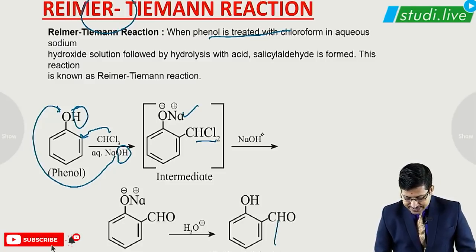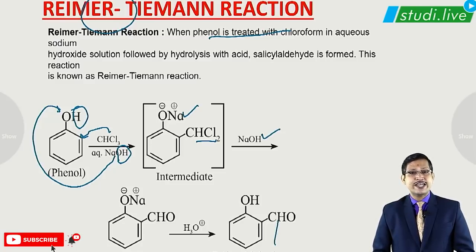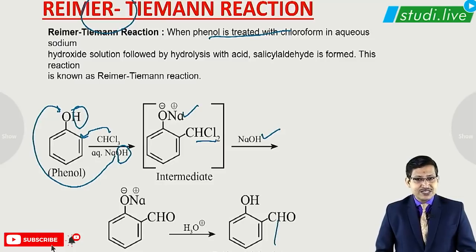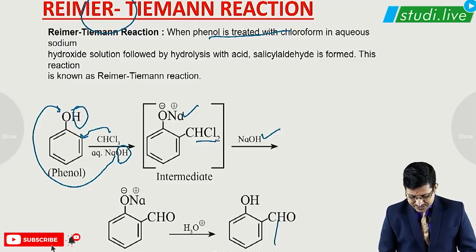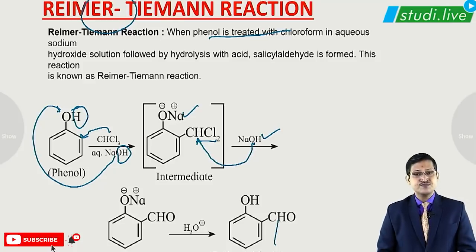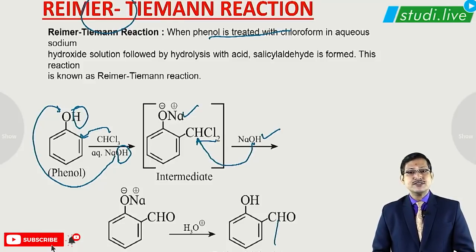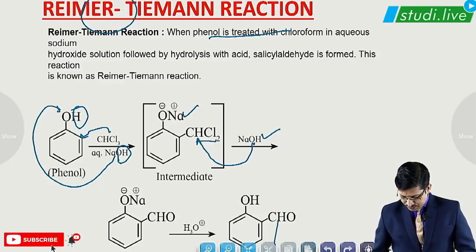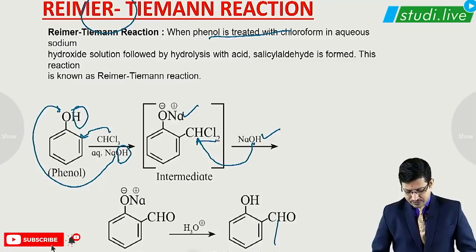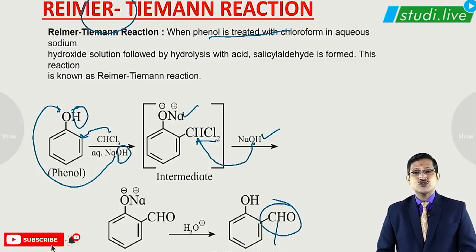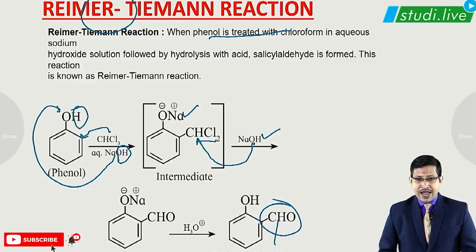Next reaction, in the second step, it again reacts with NaOH. So when it is reacting with NaOH, what exactly happens? One O from here will combine with CH. O is going to combine with CH. What does it give you? When this OH combines, it gives you CHO. So here it is CHO formation, and along with that, this is here OH.